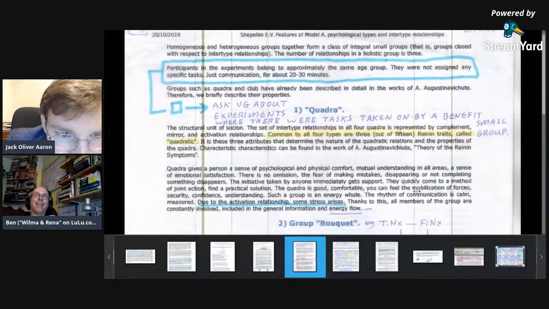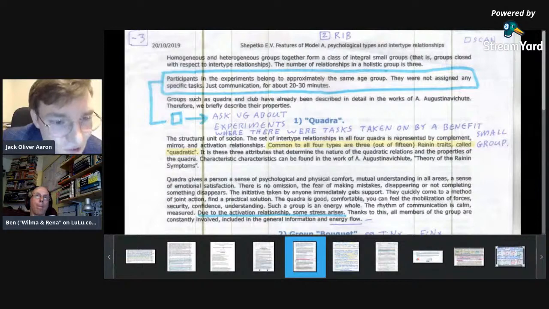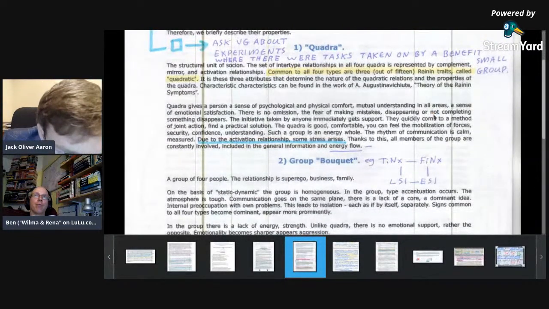They are not assigned any specific task, just communication about 20-30 minutes. Okay, that bit. Sorry, I should have looked at what you highlighted. Right. So they had a 25-minute communication, and what did they observe? Well, then you get all these results. Okay, and quadra. So they did quadra.